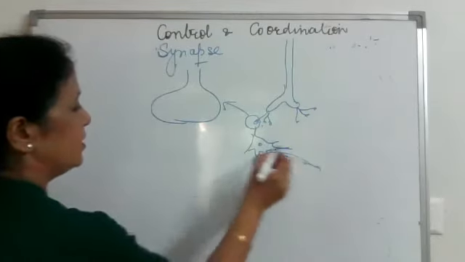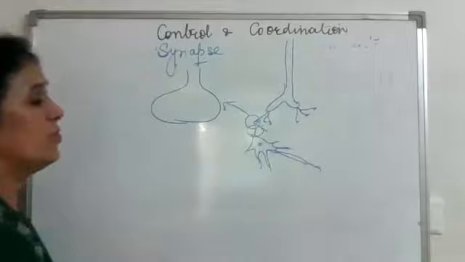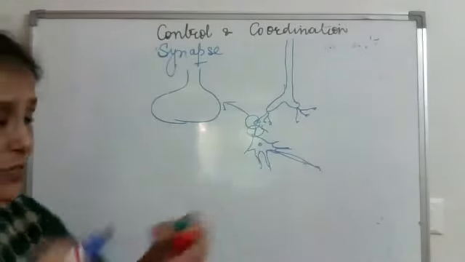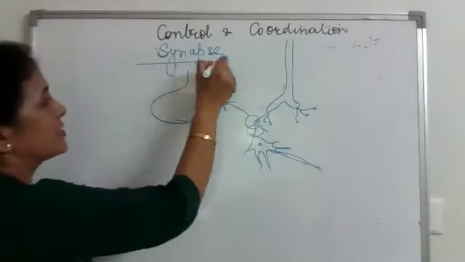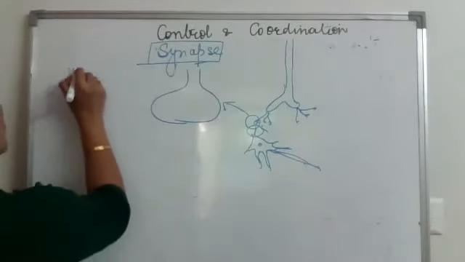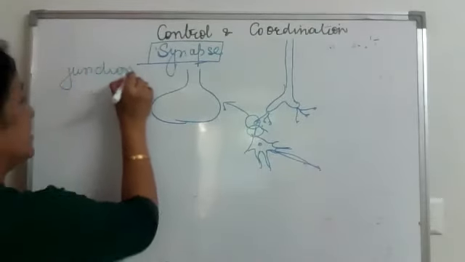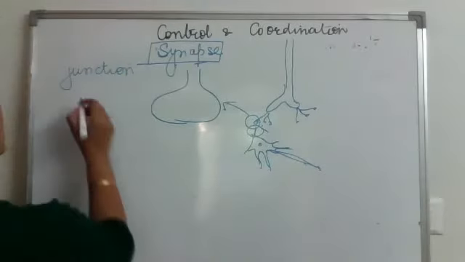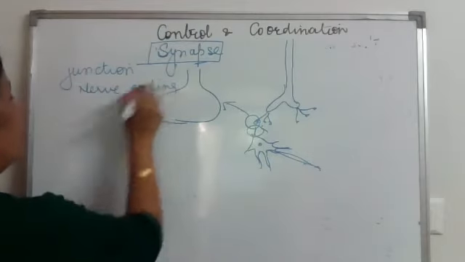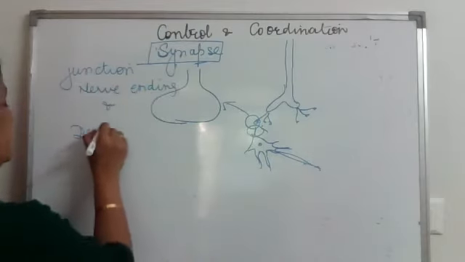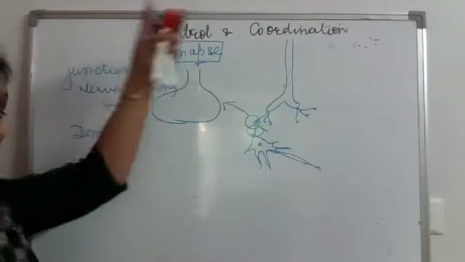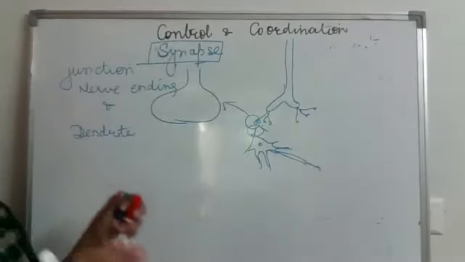So now this particular area where the information is transferred from the nerve ending to the dendrite of another neuron is called a synapse. So what is a synapse? It is a junction. Junction between the nerve ending of one neuron and the dendrite of another neuron.